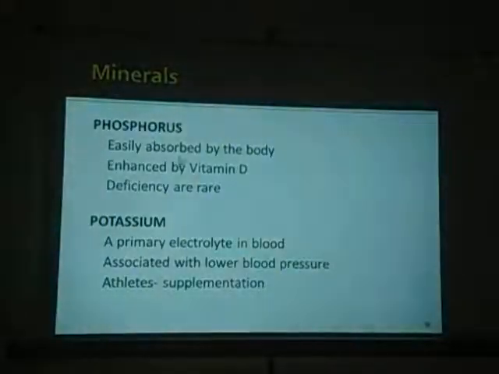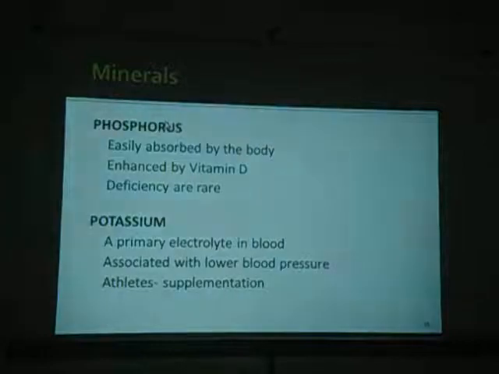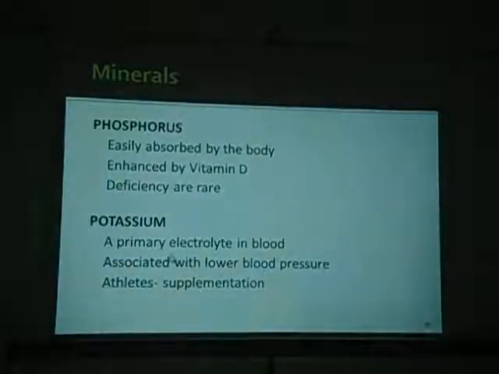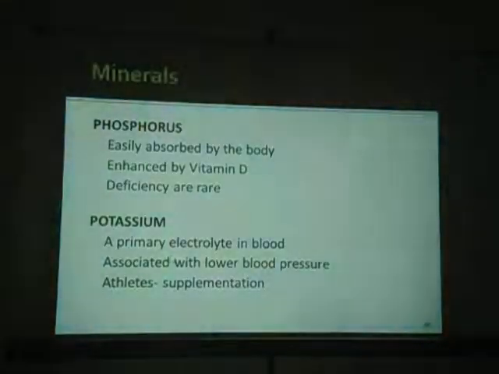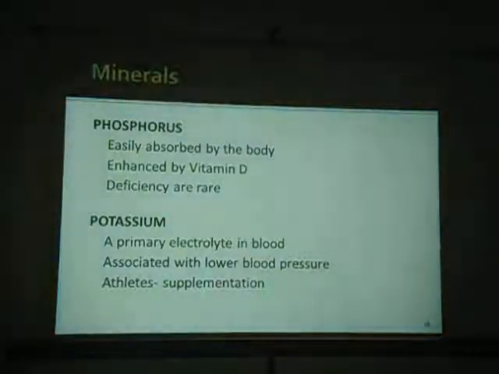Coming to the other minor minerals, phosphorus helps in important reactions in the body, okay, metabolic reactions. Its absorption is enhanced by vitamin D, and deficiency diseases due to phosphorus deficiency are very rare. Potassium deficiency can occur, the primary electrolyte in the blood associated with low blood pressure, okay, and in athletes we need to supplement this. You know, these vital electrolytes, potassium, sodium, their levels are checked in cases of malabsorption syndromes and when the patient is having severe diarrhea. We need to maintain the serum potassium levels somewhere between 3 to 6.